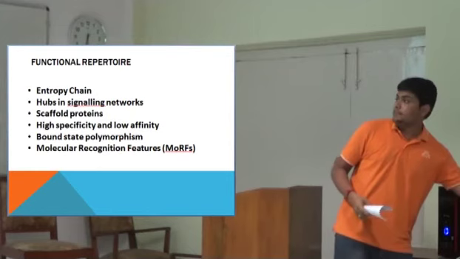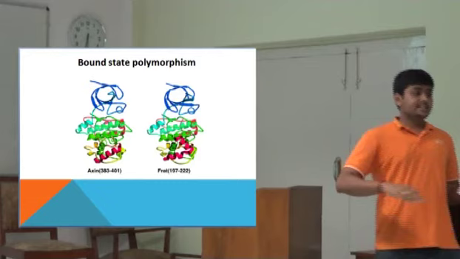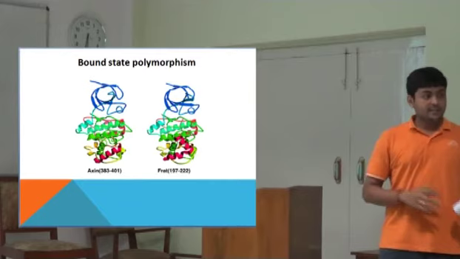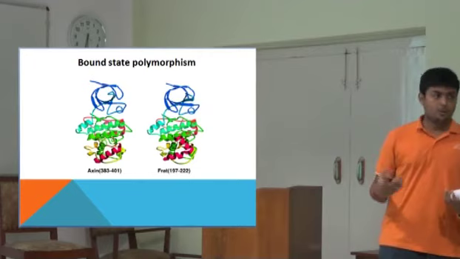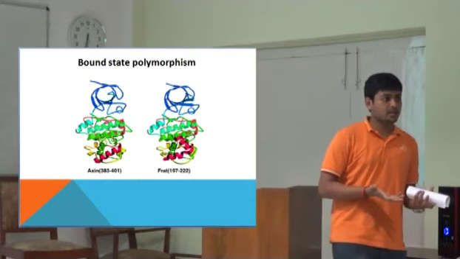And as intrinsically disordered proteins are not properly structured in their native form, they interact with different ligands and different proteins, forming different structures. So they have polymorphism in the structural form. So a single intrinsically disordered protein can interact with different ligands to form different structural domains. And this is again one important function.